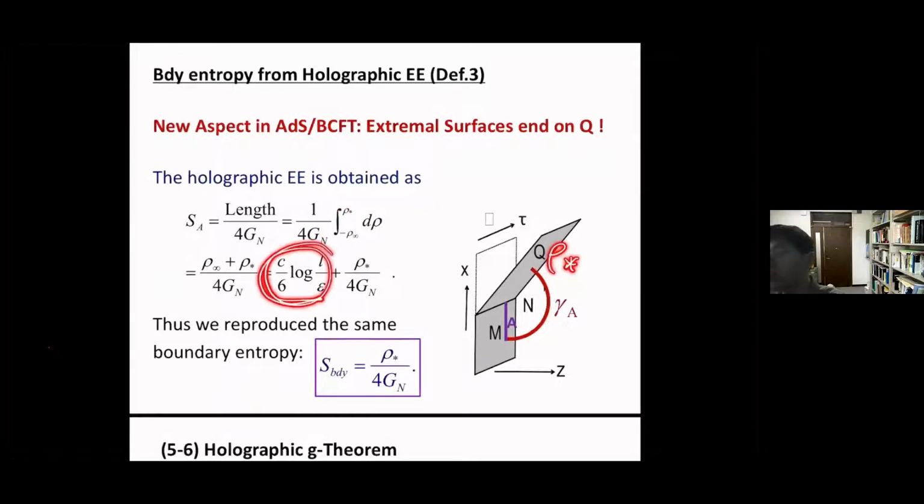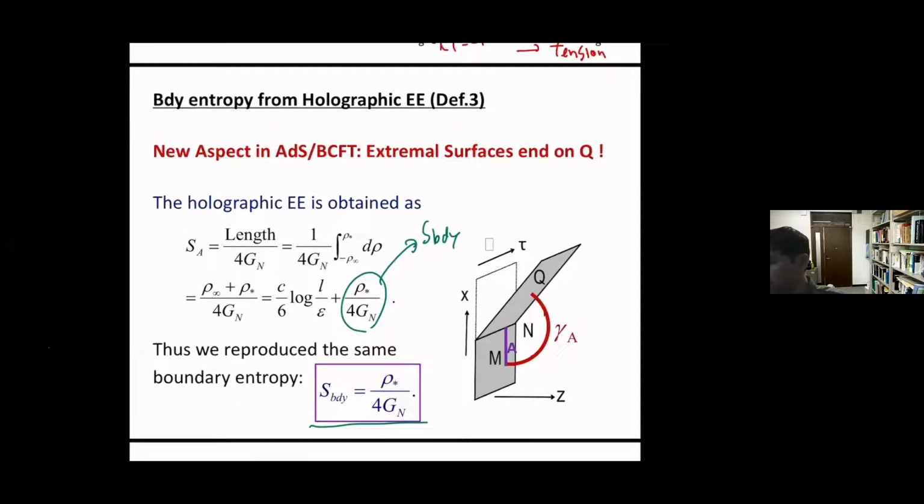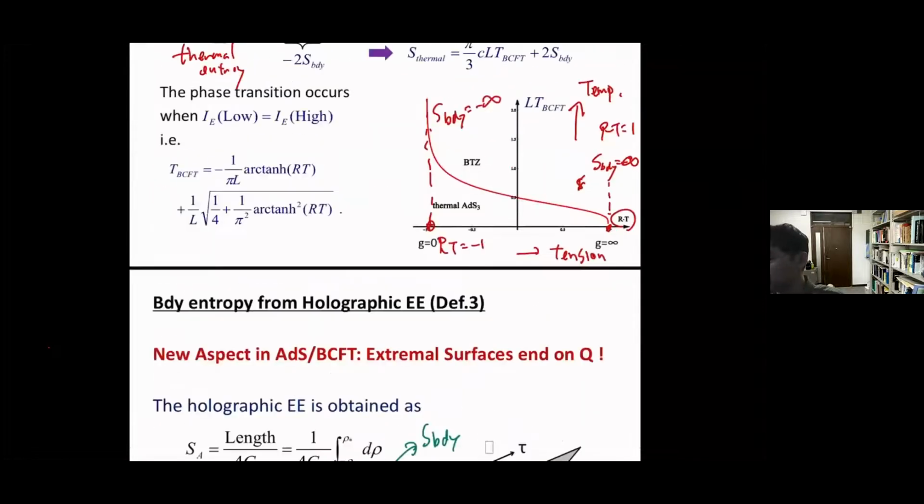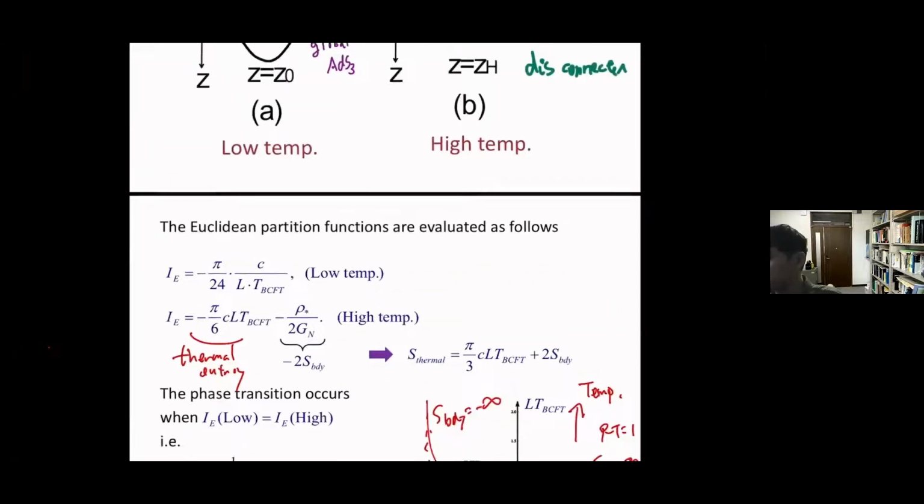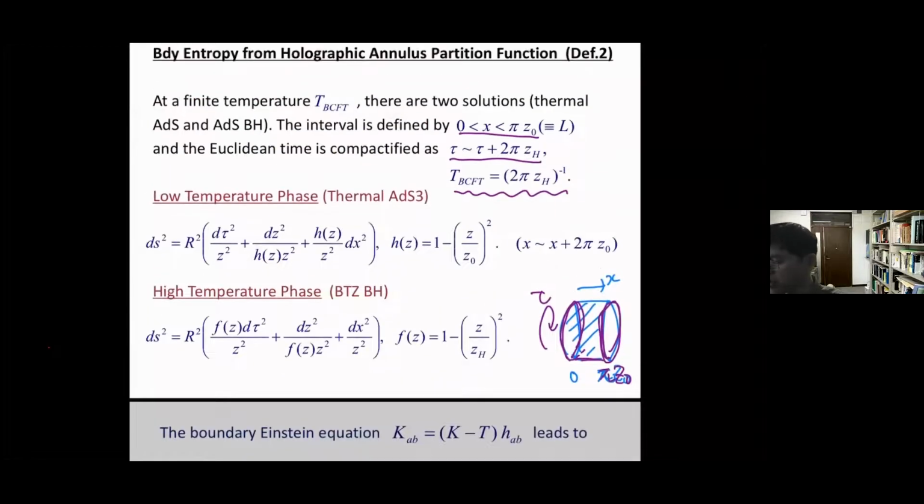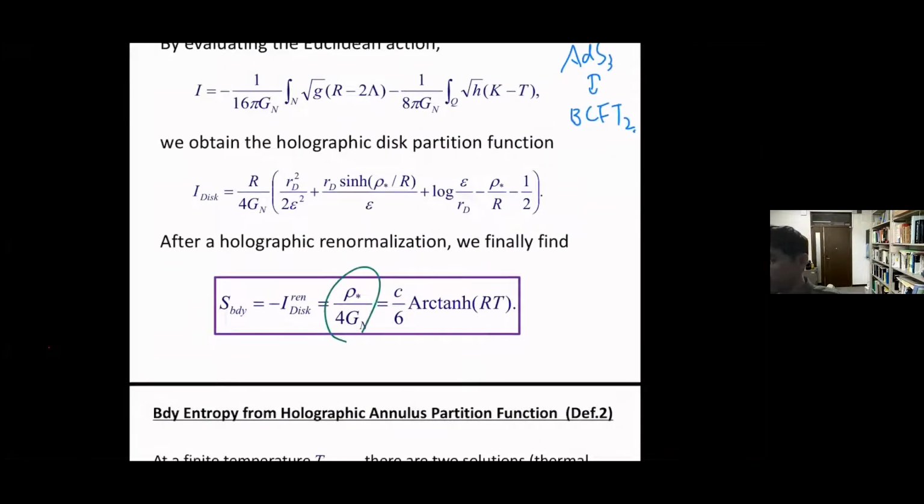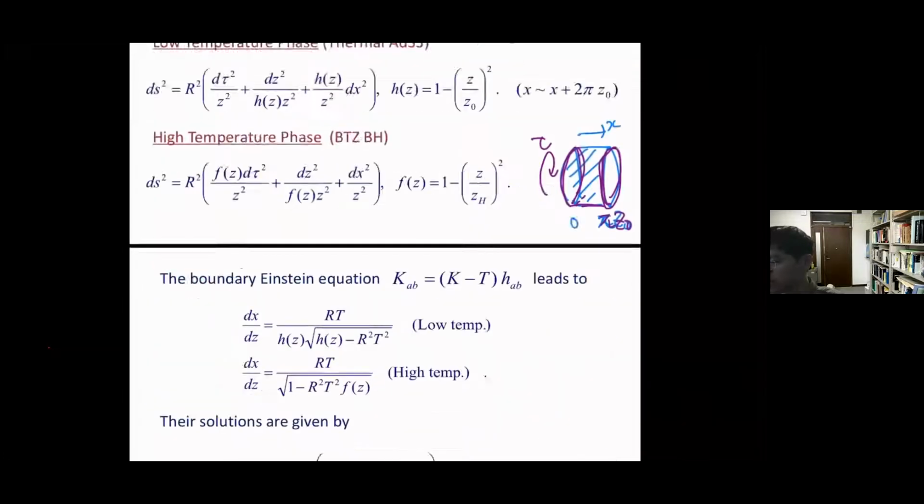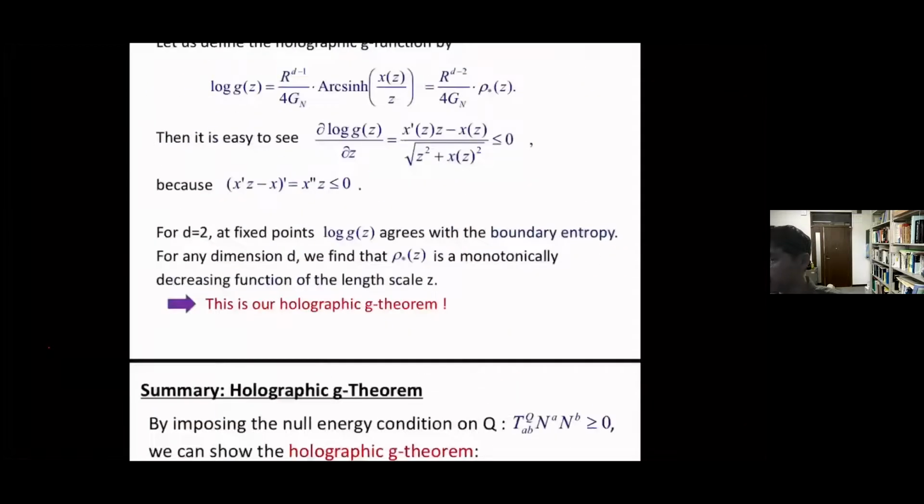This is a familiar term, which I already explained for BCFT. But we have this boundary, right? This part is the boundary finite piece. And this value is precisely rho star over 4G Newton, which we already saw before. Yes, here. This is the same, right? You can get the same value as this amplitude.